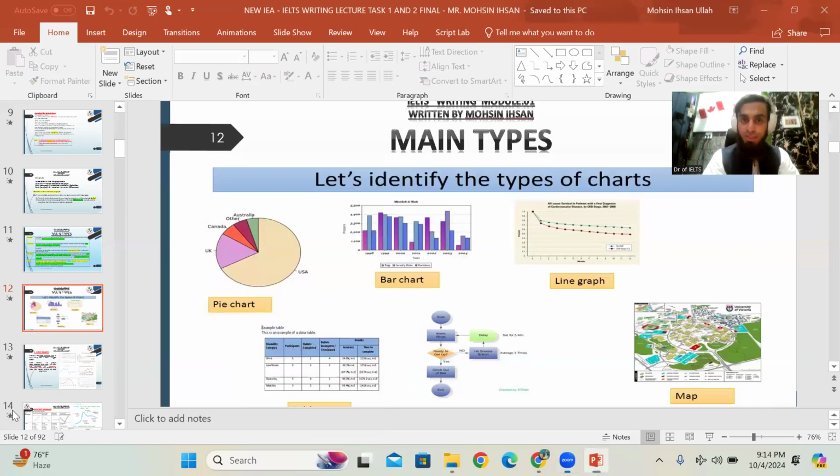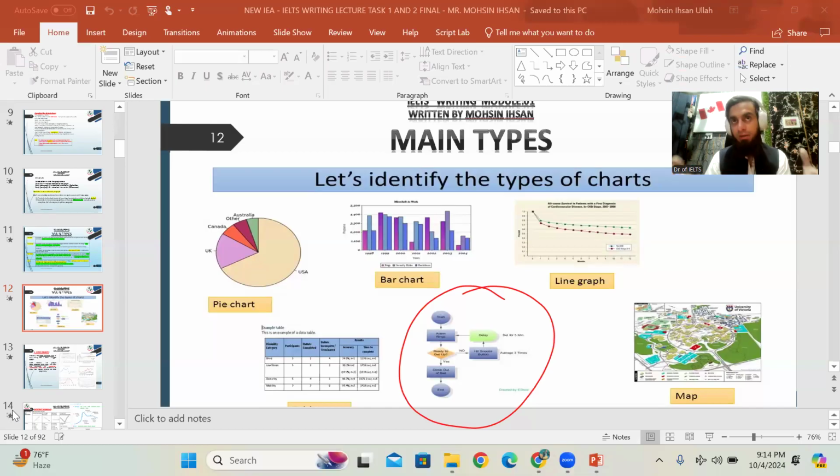Then we have the process diagram. In a process diagram, one thing will be manufactured or made, right? Something will be prepared, like a cake in a bakery, or milk being manufactured, or anything else. Then we have the map diagram.